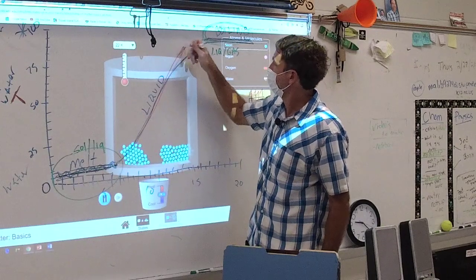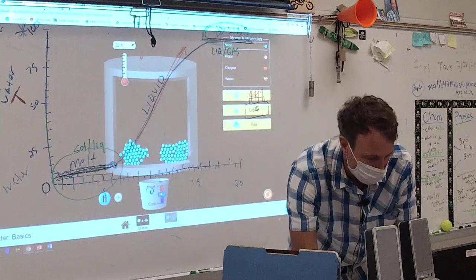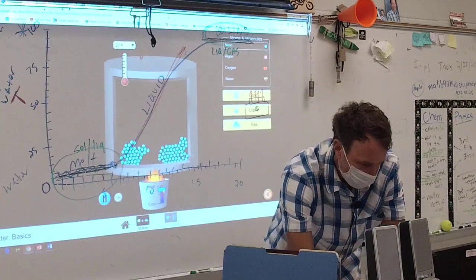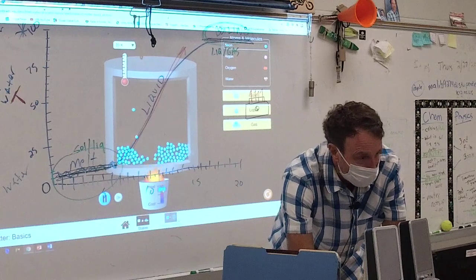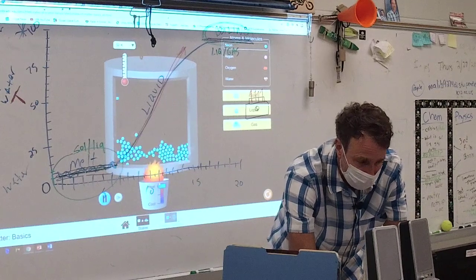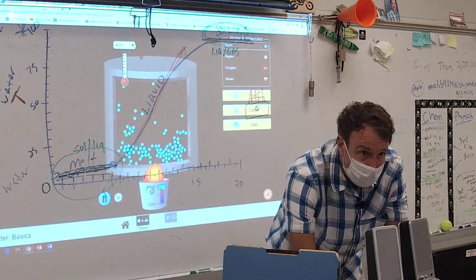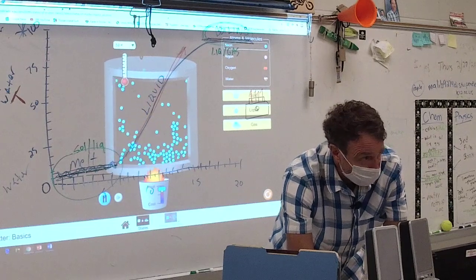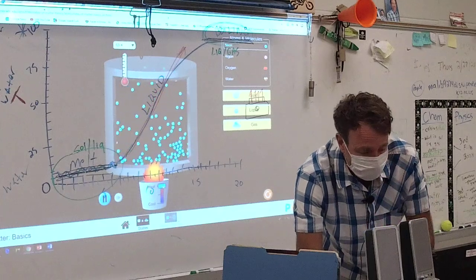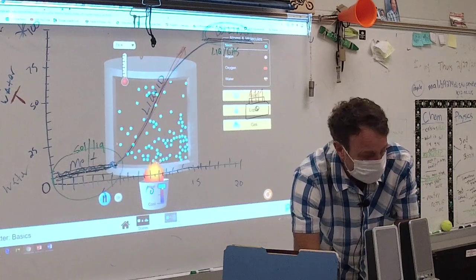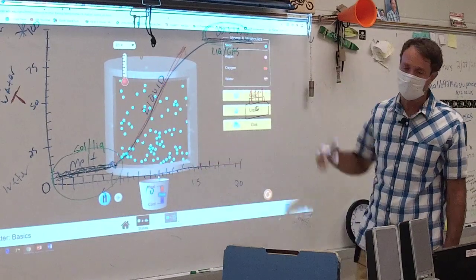And then when we get to right here, it flattens off again because the energy from the hot plate is being used to do something else. What is the energy from the hot plate being used to do right now at the top? Boiling, you all said. That's right. They just couldn't hear you. People at home couldn't hear you say boiling very loudly. Yeah, so the energy right here is being used to boil.